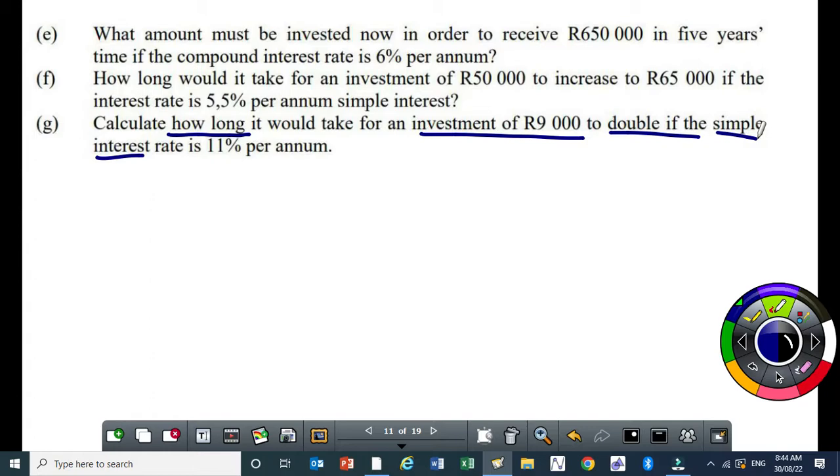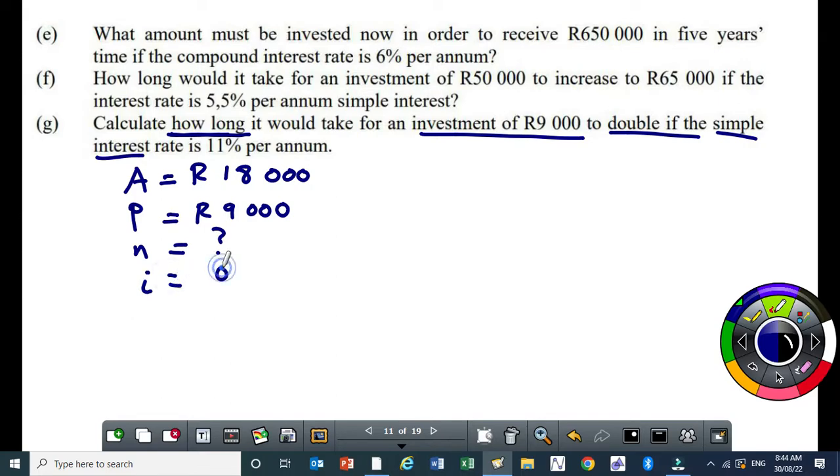All right? Now, it's important for you to be aware that the question is asking for time. That's N. Okay? And so, you write the information that you are given. What's A? So, A here is twice 9,000, which will be 18,000. So the future value is 18,000. Then the amount which was invested is 9,000. And then N, we don't know. Our interest rate is 11%, which is 0.11 as a decimal.